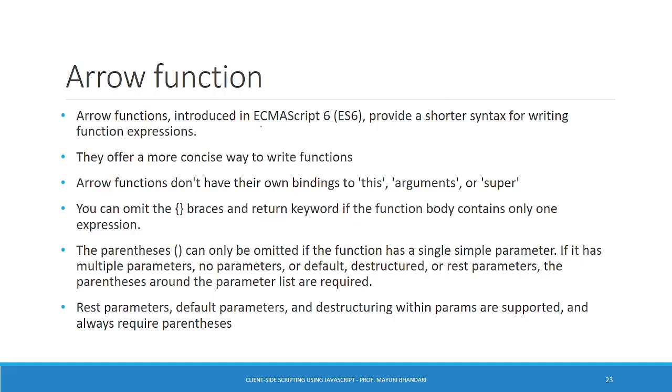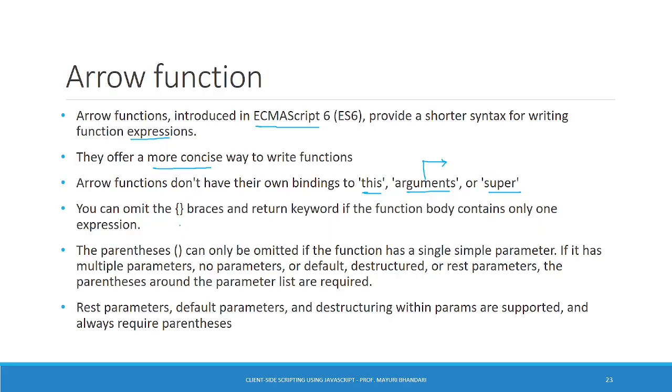Arrow functions were introduced in ECMAScript 6 and simply provide a shorter syntax for writing function expressions. They offer a more concise way to write a function. Arrow functions don't have their own bindings to this, arguments and super. We have also seen this point in the arguments object, that the arguments object is allowed only in non-arrow functions. So inside an arrow function you cannot use the arguments object.